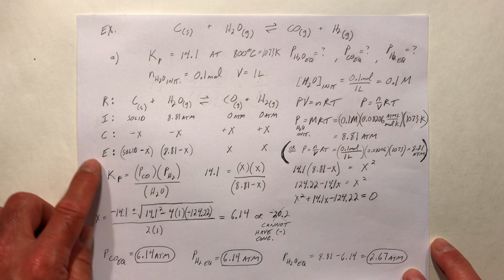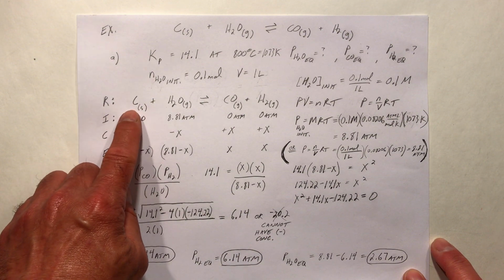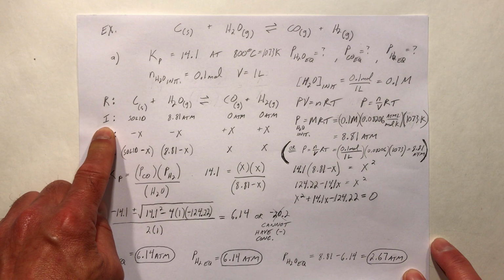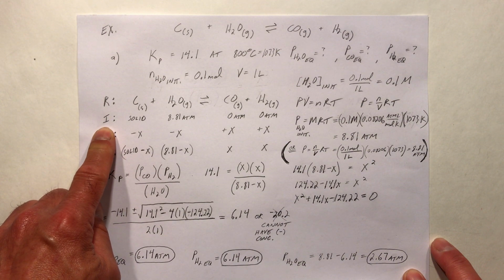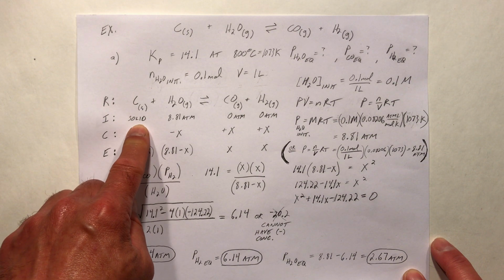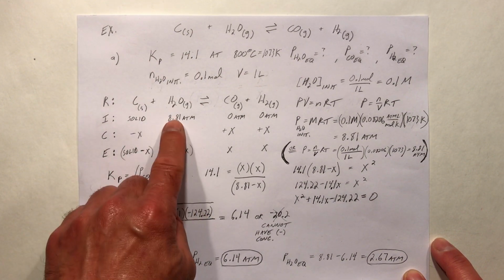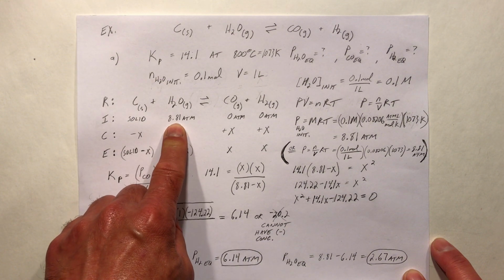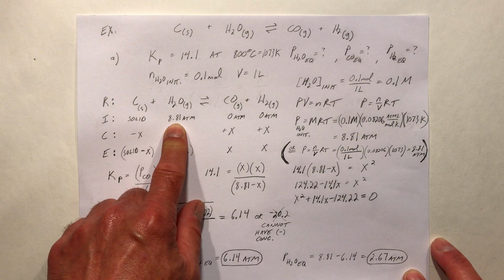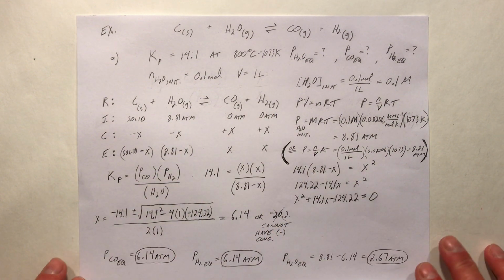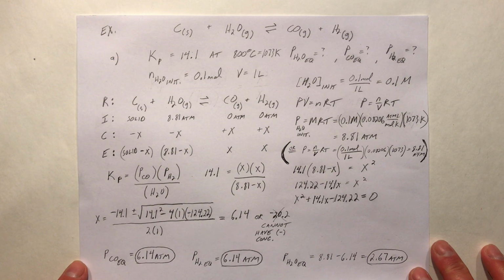All right, so then let's do an ICE table here. Here's our reaction. We have our initial conditions. This is solid. We have 8.81 atmospheres in terms of partial pressure of H2O, and 0 atmospheres of these products. So this reaction is just getting going.